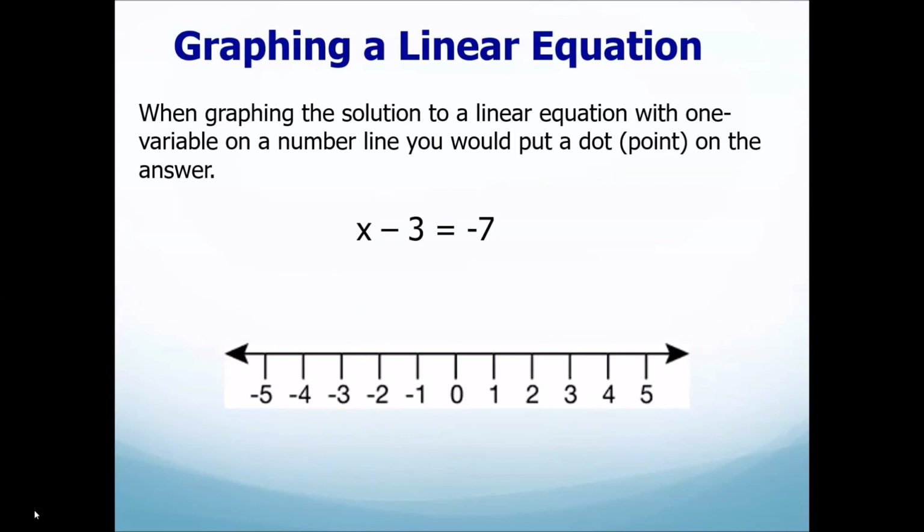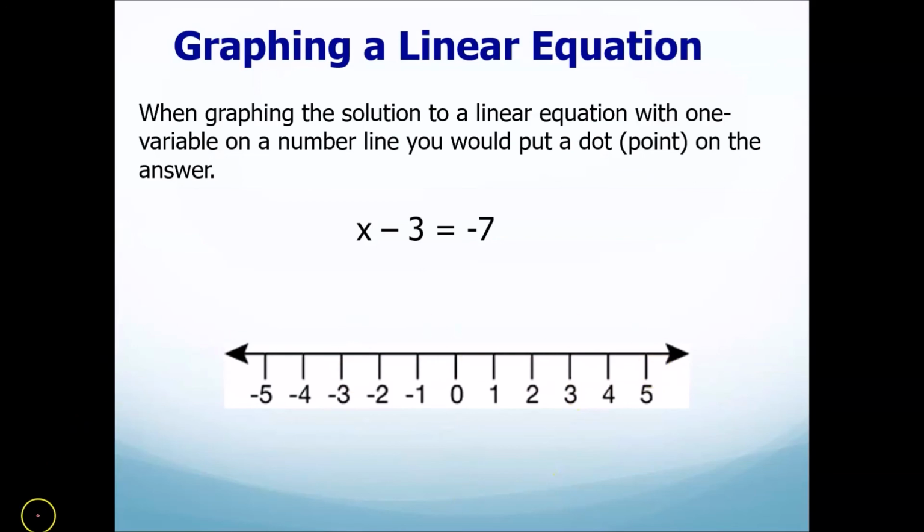Now, to further understand this equation, we can take a look at graphing a linear equation. When graphing the solution to a linear equation with one variable on the number line, you can put a dot or a point on the answer. When you're asked to graph the solution to a linear equation with one variable on the number line, we simply put a dot to represent the answer on the number line.